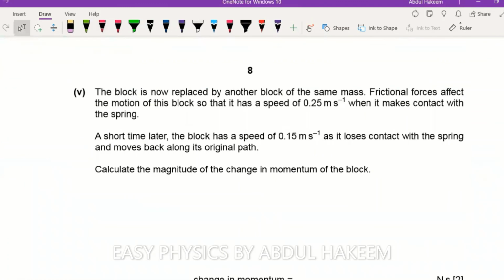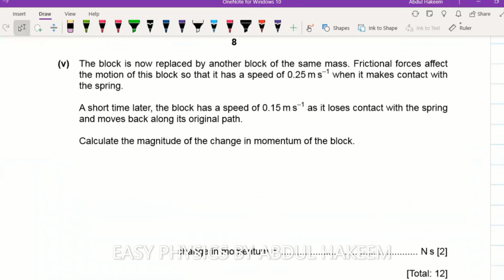And the next is, the block is now replaced by another block of the same mass. The frictional force affects the motion of this block so that it has a speed of 0.25 when it makes contact with the spring. So this velocity is in this direction. A short time later, the block has a speed of 0.15 as it loses contact with the spring and moves back, meaning this is the direction. So if this direction is taken positive, then this will be negative. So one positive velocity, other negative velocity. Calculate the magnitude of the change of the momentum.